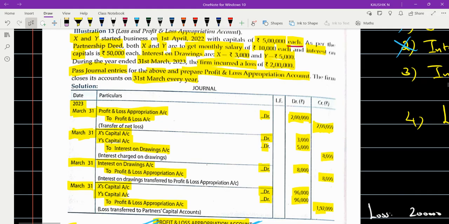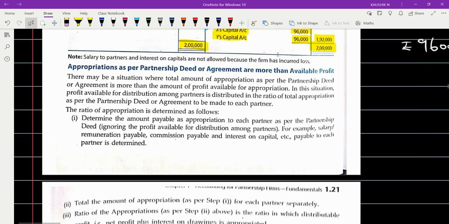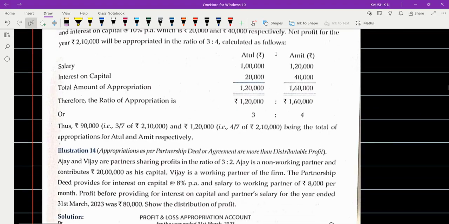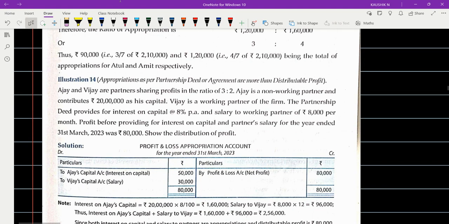Now let's move on to the next type of problem. Here we go, a different type of problem. The problem is illustration number 14. What is mentioned? Ajay and Vijay, there are two partners, sharing the profits in the ratio of 3 is to 2.